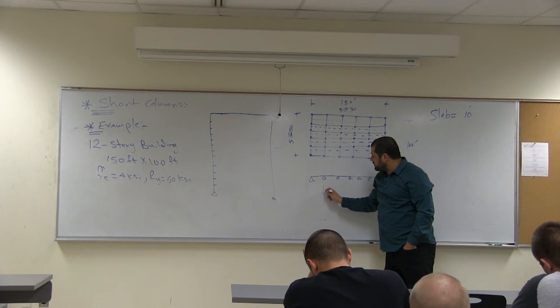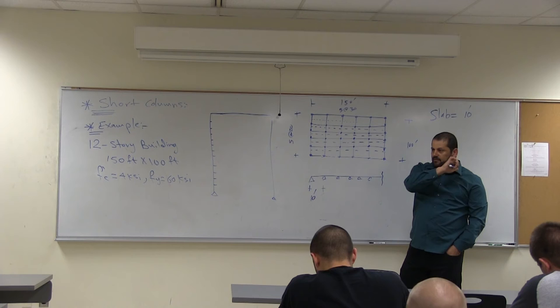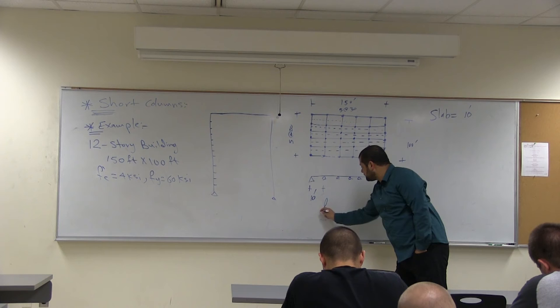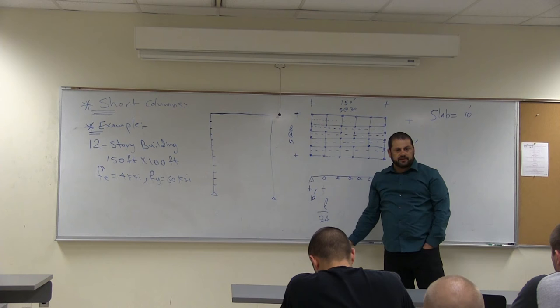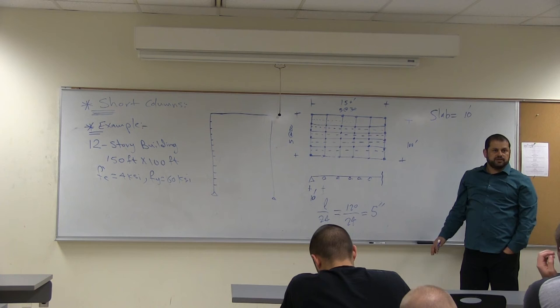This slab is the last one at the edge, one end continuous. And the code says, as I just covered in Table 7.1 of the ACI code, the depth of this slab must be L over 24. If it's simply supported, L over 20. But L over 24. So you don't have to check the deflection. This will give you what? 120 divided by 24. That's 5 inch.